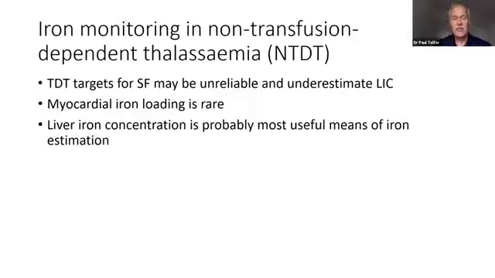So that's just a summary of those points I've been making. I think, again, liver iron concentration is probably the most useful, if you can do it, for monitoring iron in non-transfusion dependent thalassemia. And we come back to this issue about using a validated methodology for liver iron concentration. And again, at present, I would recommend using FerriScan if you can, or making some attempt to validate T2 star or R2 star if that's what you're using.